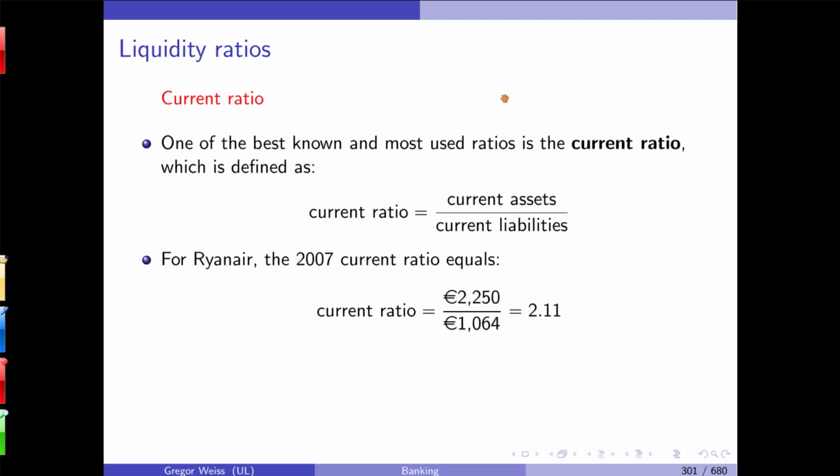Short-term solvency, aka liquidity ratios. First one is the current ratio. It's just current assets divided by current liabilities. In many cases, it's cash and cash equivalents, but some companies might also have other current assets like security holdings that can easily be liquidated. Then we have current assets over current liabilities, which in this case is 2.11 for Ryanair, meaning that they are liquid, or they were at that point in time.